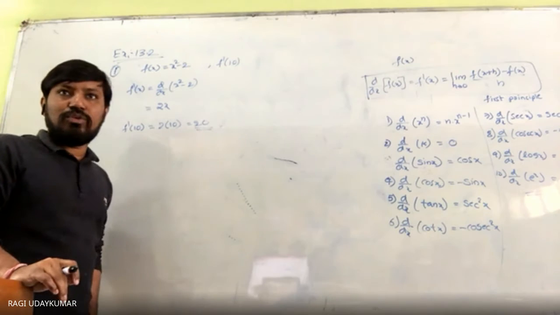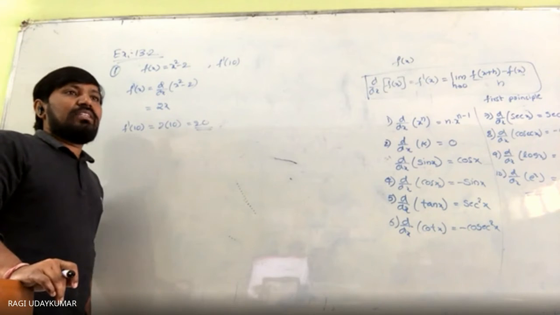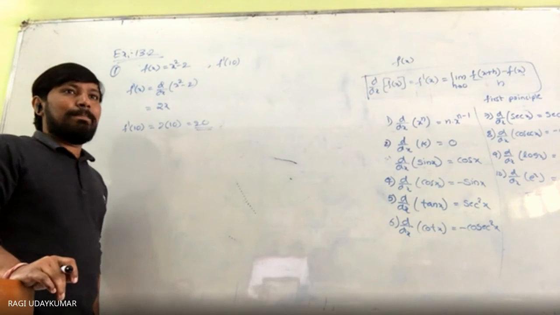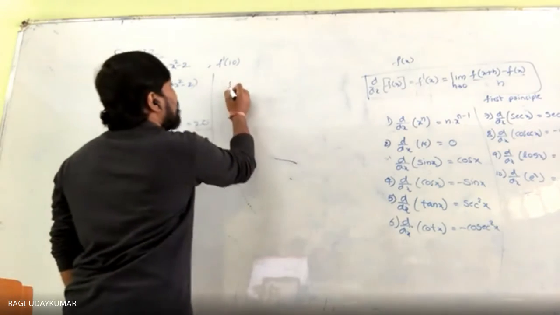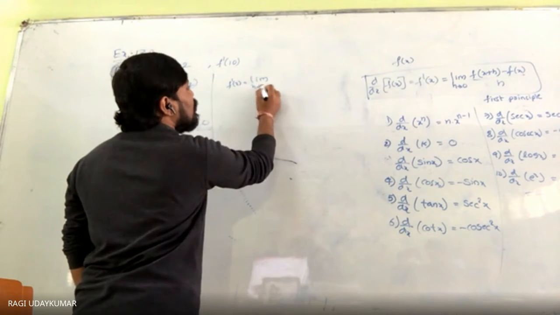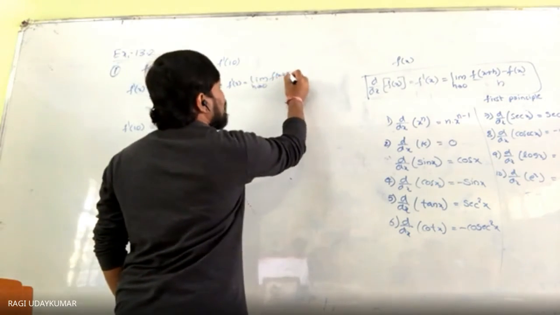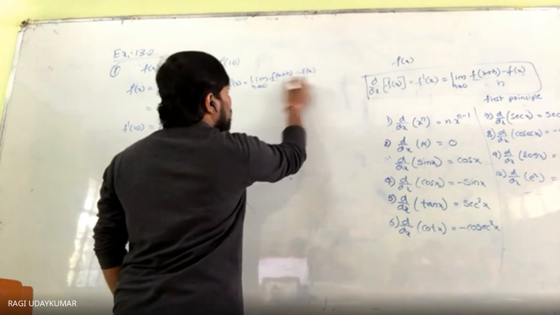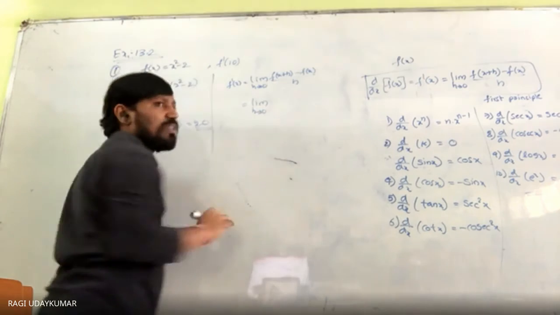The same thing if you want to use using the first principle, then how do you do it? Same problem. Same problem first principle use करके करना है. f dash x find out करना है तो as per the rule limit h tends to 0. f of x plus h minus f of x by h is equals to. Here it is not asking you to find out using first principle.